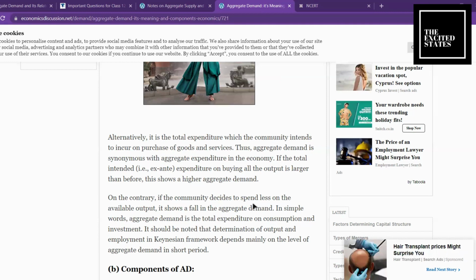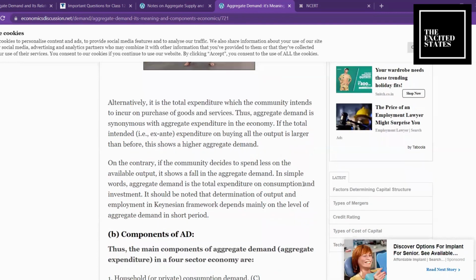And why aggregate demand? Because I have told you that aggregate demand is equal to consumption plus investment. So why is aggregate demand equal to this? If you want, I can share this page on your Google Drive. So, where were we?